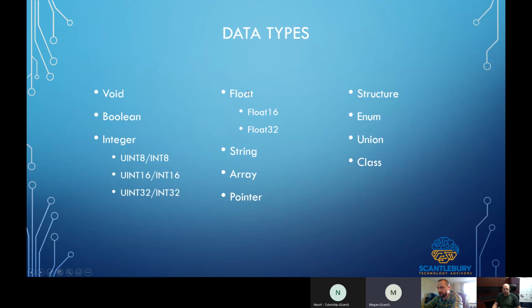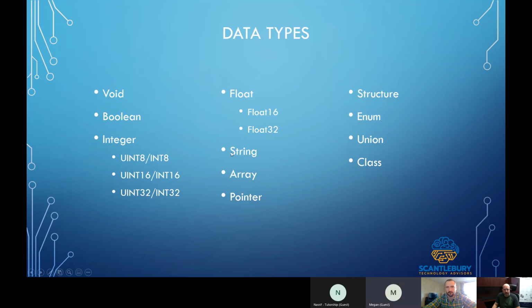Then floating point. Floating point is for representing a decimal number. So if you wanted a temperature of 25.6, you would use floating point instead of an integer, because with an integer you would only be able to do 24 or 25 or 26. You wouldn't be able to do 24.7.